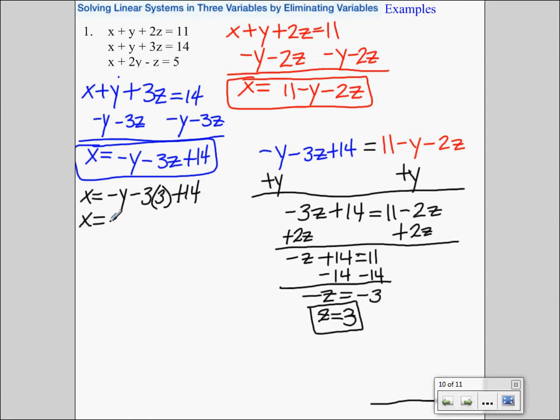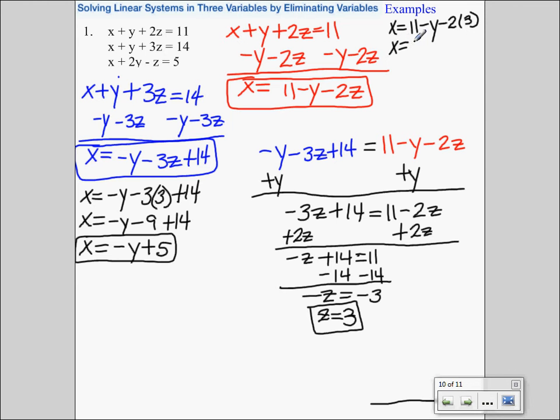So we're going to get x equals negative y minus 9 plus 14. So x equals just a negative y plus 5. I want to box that now. Now I want to do the same thing up here. I want to say x equals 11 minus y minus 2, and that was z, so let's replace that with 3 as well.